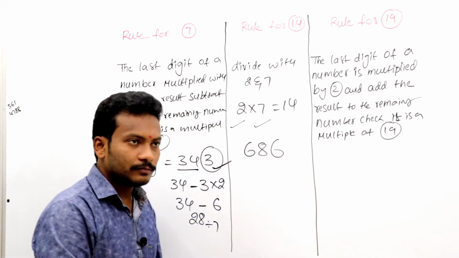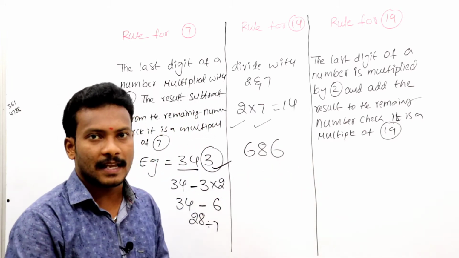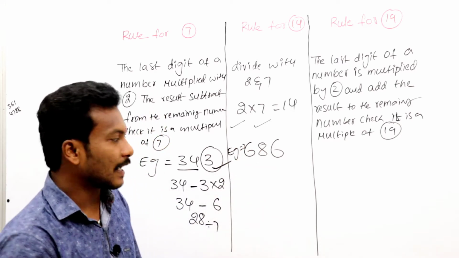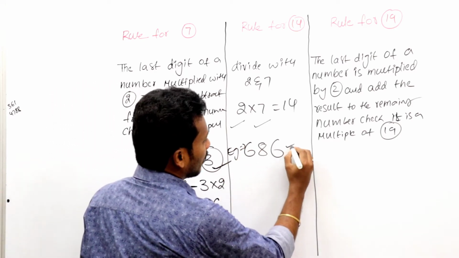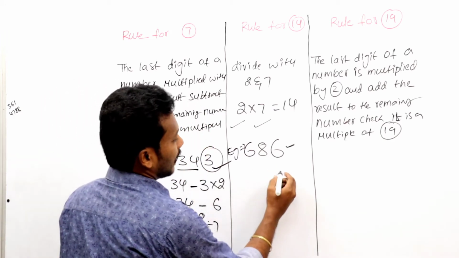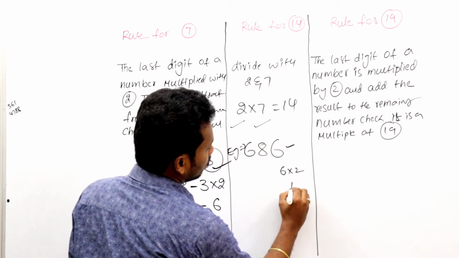I am taking 686 as an example. 686 is exactly cancelled with 2, because the last digit is 6. No problem. Now I am checking with 7. 6 into 2, 12.